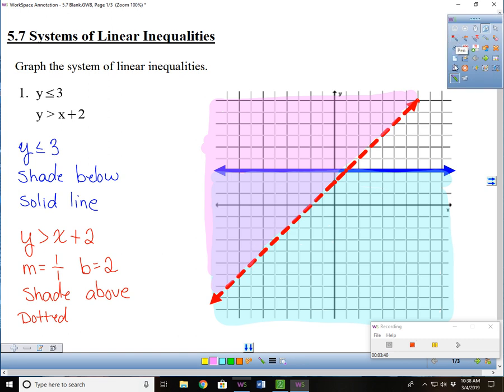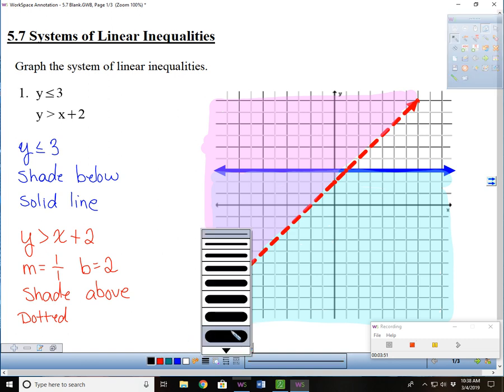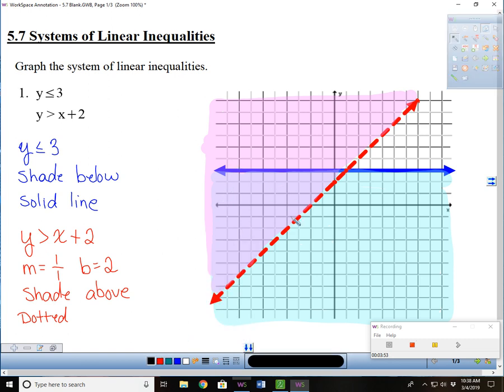So it's a little easier to see on mine because the pink and the blue kind of make this purple color. I'm going to shade it in a little darker here. I'm just going to use my pen. So the overlap part represents all of the points I could pick. If I plug it into the top equation, it makes a true statement, and if I plug it into the bottom equation, it makes a true statement.